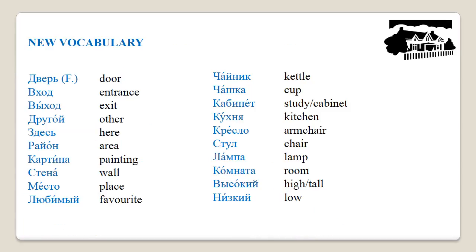Now let's move on to the new vocabulary that will allow us to talk about accommodation and household items. As usual, I will read each word out twice, and I would encourage you to repeat after me. Дверь, дверь. Вход, вход.